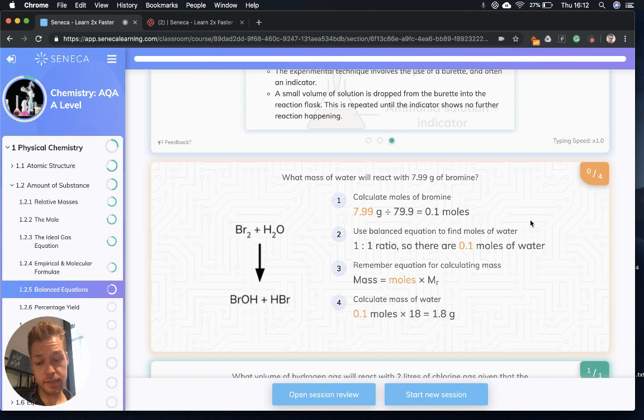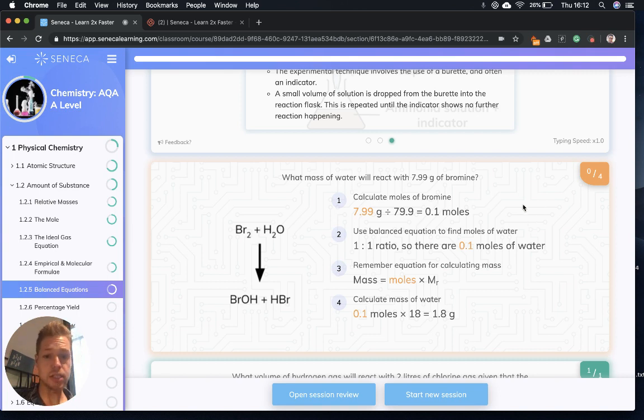So what's going to be the symbol for bromine hydroxide? It's BrOH. Br is going to be +1, OH is going to be minus. And then we have HBr, which is going to be H plus and Br minus. Okay, so that's our equation.